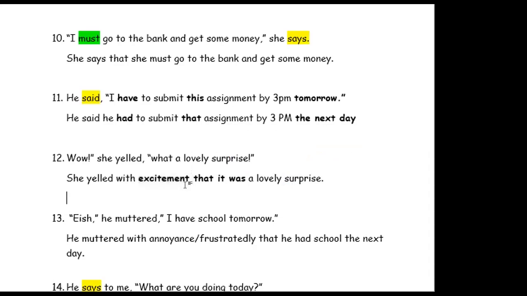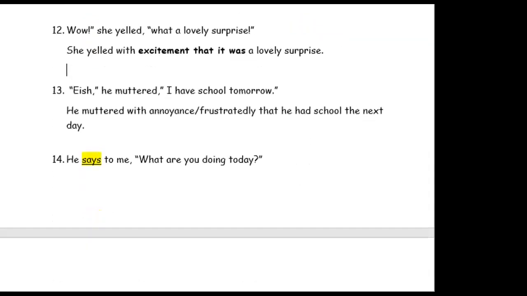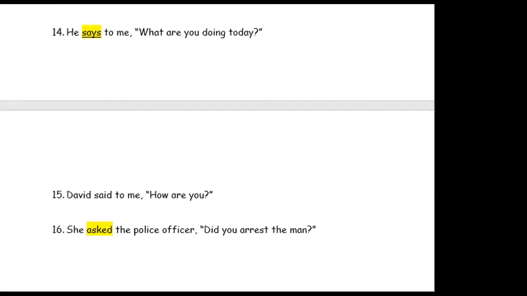So I'm telling you how she's yelling, right? What emotion is she yelling with? And I'm also changing this up a bit because it doesn't sound right if I say she yelled with surprise, excitement, what a lovely surprise. Because then I'm quoting exactly what she's saying. And I don't need to quote exactly what she's saying. I need to report what she said. Okay, moving on. We have 3 more to do.